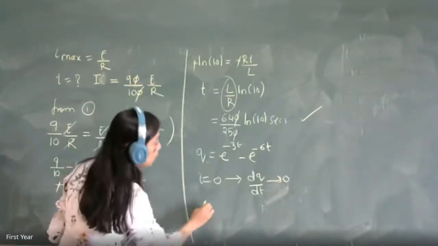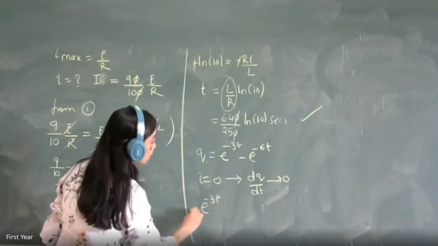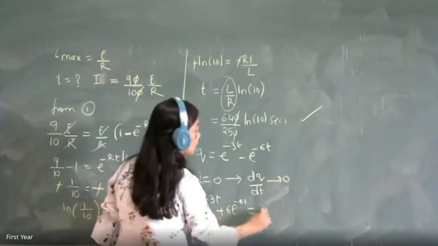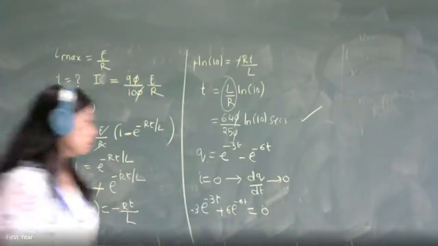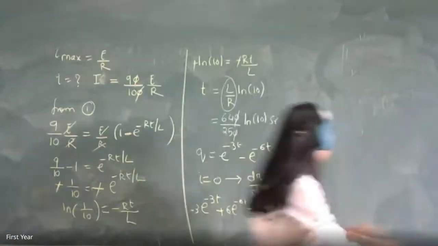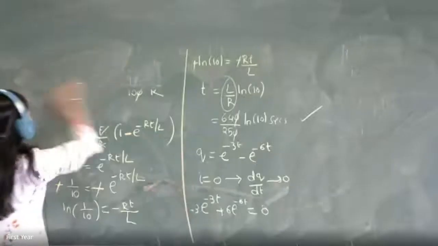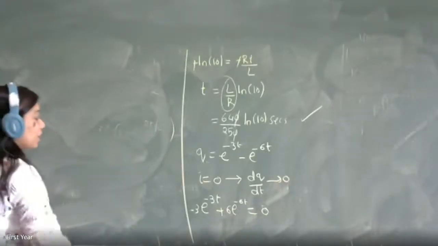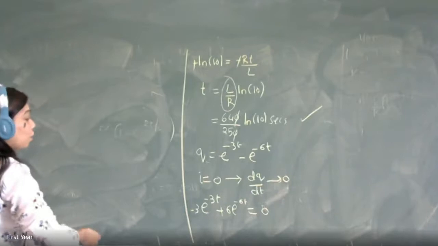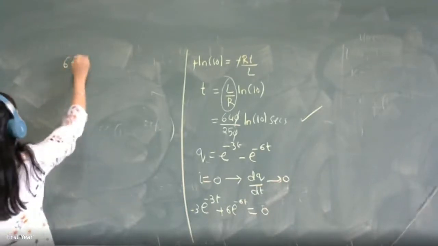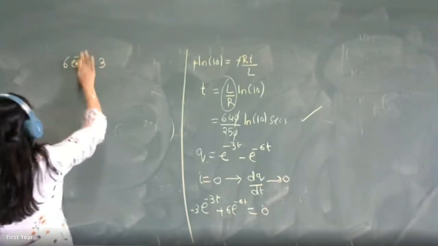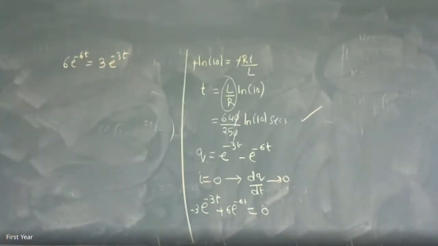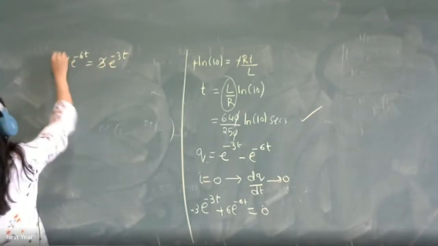So dq by dt with the help of this is e raised to minus 3t into minus 3 plus 6 e raised to minus 6t, equal to 0. This should become 0. And therefore, what will be our answer? 0.23 seconds. Again, in the experiment, they don't give the answer in decimals, they give it in log form. So it will be 6 e raised to minus 6t is equal to 3 e raised to minus 3t. Okay? And then this will become 2.